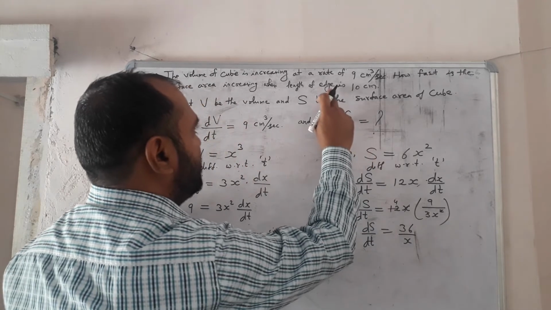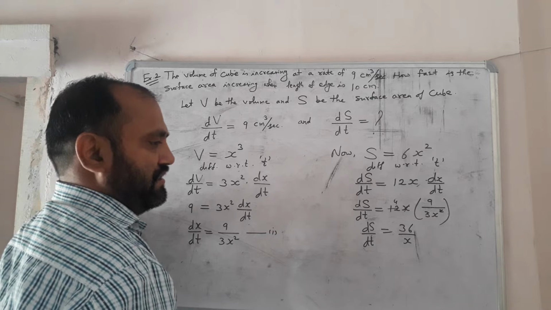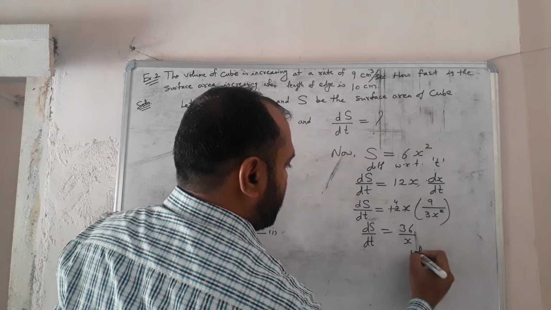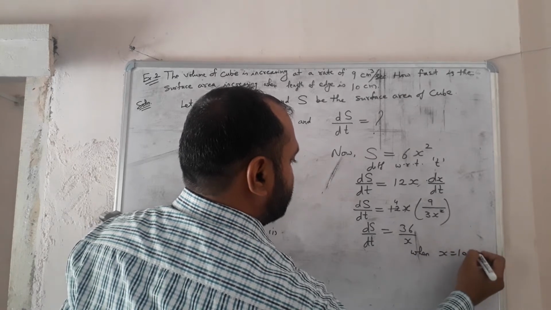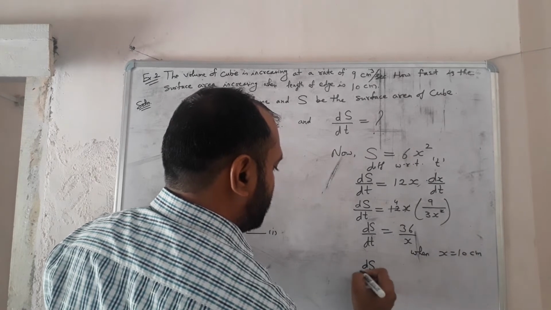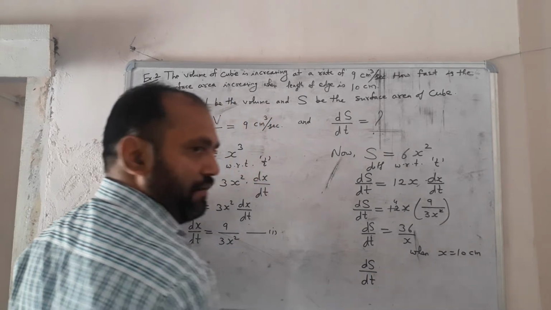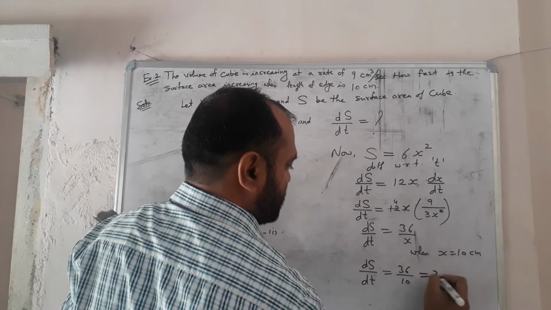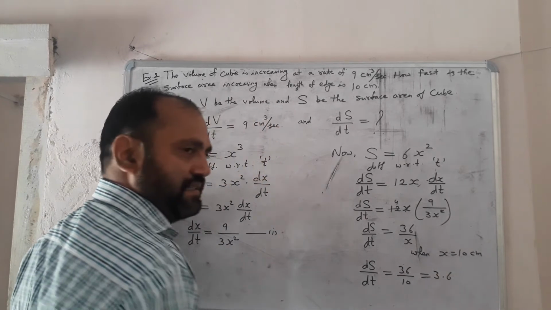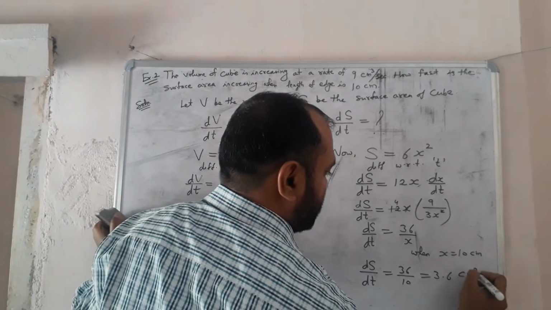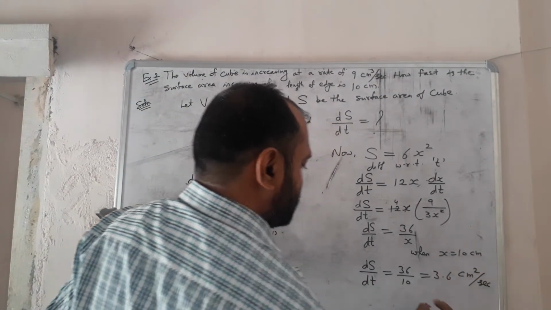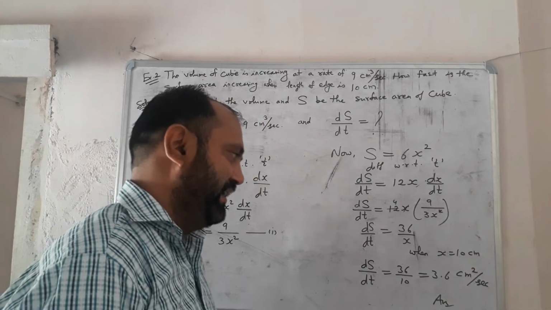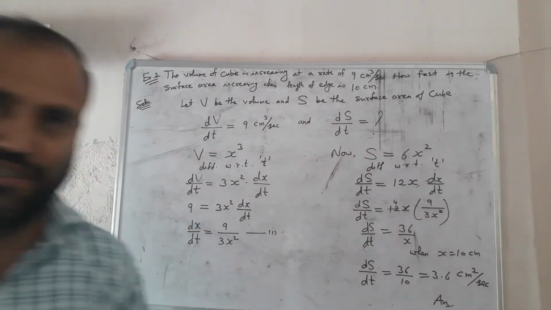But it is given that the length of edge is 10 centimeter. So when x is equal to 10 centimeter, the rate of change of surface area with respect to time t is 36 over 10. So its answer is 3.6, and the unit is centimeter square per second. So this is the right answer, the rate of change of surface area with respect to time t.